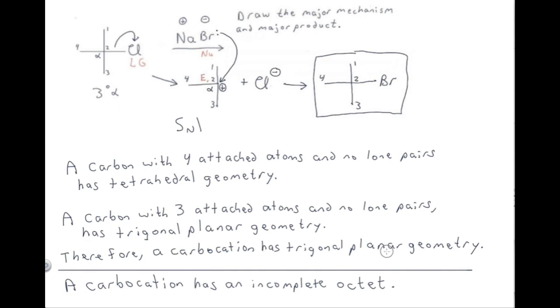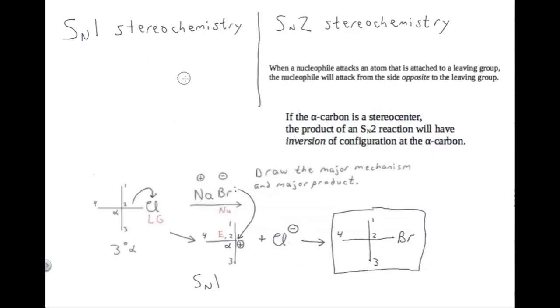The key thing to understand about trigonal planar geometry is that it is flat. In trigonal planar geometry, the 3 things that are attached to the carbocation will be arranged in a flat plane. And we'll see why that's important. Now we can come up with some rules that will help us with SN1 stereochemistry.